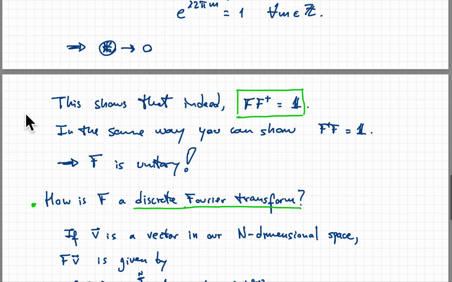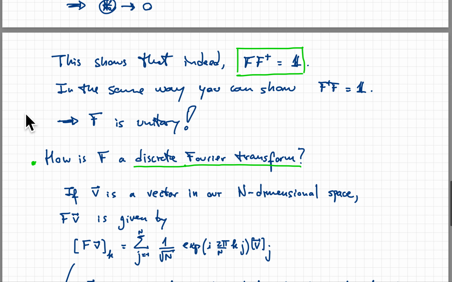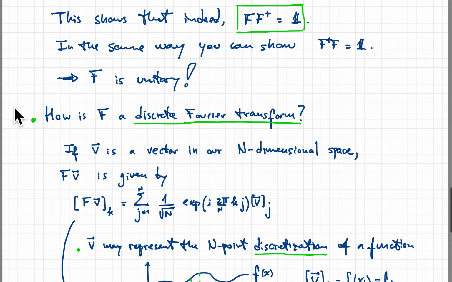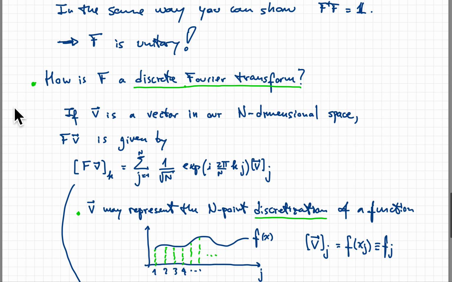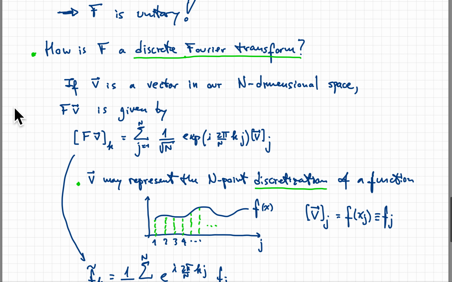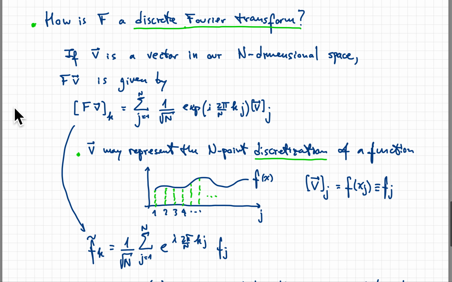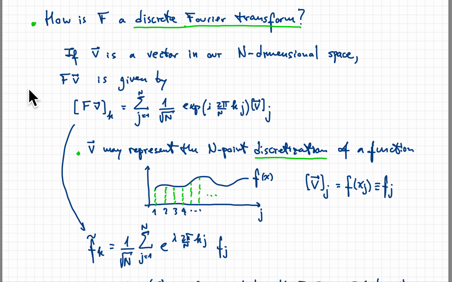Now, how is f a discrete Fourier transform? What does this really mean? We can use the name, but what does it mean? If you've ever seen a Fourier transform, it may not be obvious how that is a Fourier transform as a matrix. And so this is a bit of information about how you can think about that.